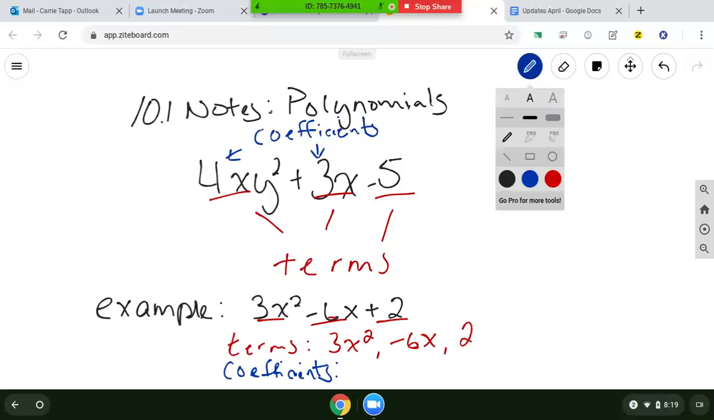Now, the coefficients, we have a coefficient in front of the x squared. We have a coefficient of 3. And then in front of the x, we have a coefficient of negative 6. 2 is not a coefficient. 2 would be a constant. Okay, so that's it. All right, next we're going to look at classifying by its terms and what that looks like.